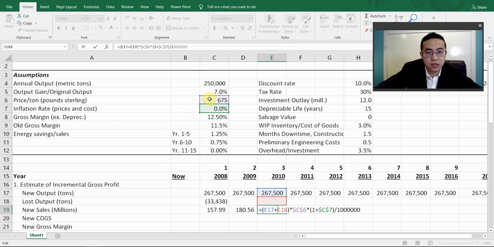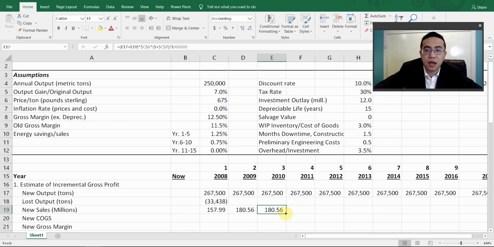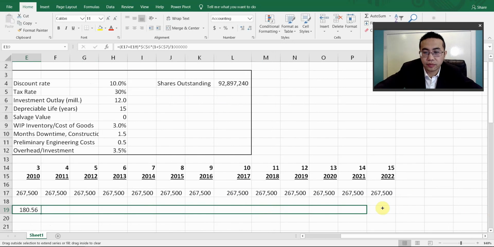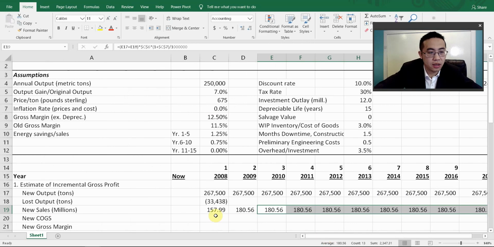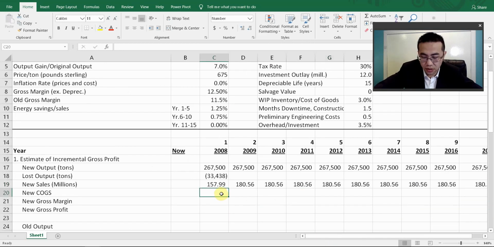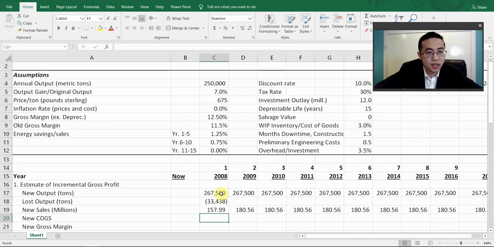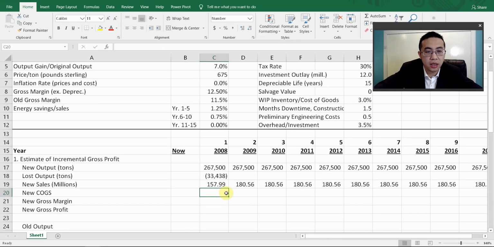Okay, so if you drag it, you will see these are all there. Okay, the price is 675, and you have 0% inflation, and you have your output, and this time you don't have a loss of output, and then you just drag it all the way to year 15. And then you have a new cost of goods sold. The new cost of goods sold is not really in the textbook. I just put it in here because later on we need that to calculate the inventory. Okay, do you see that?